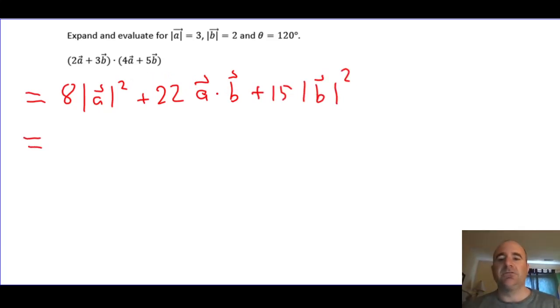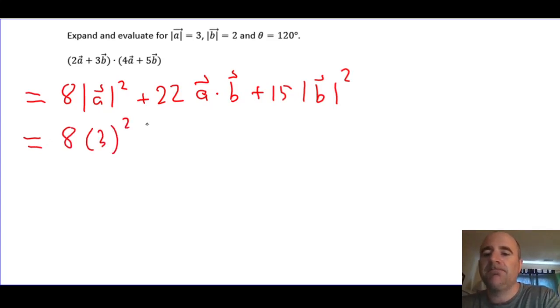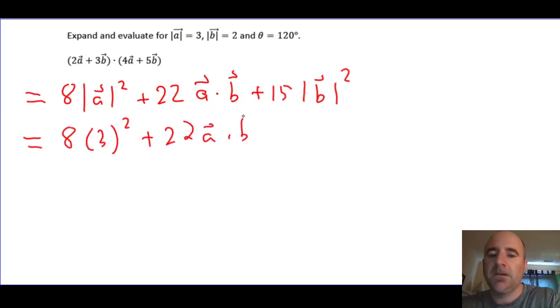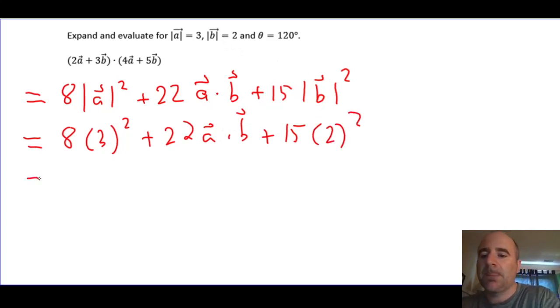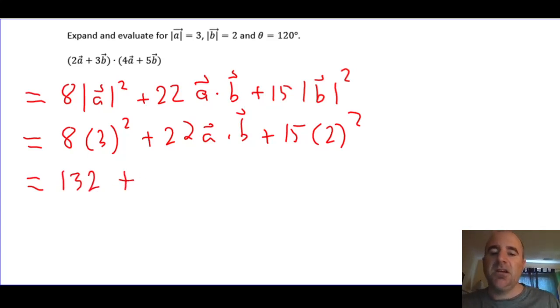Now, I know the magnitude of A is 3, so this is 8 times 3 squared. Just leave this part alone for now. I also know the magnitude of B is 2, so this is 2 squared. Now, 8 times 3 squared plus 15 times 2 squared gives you 132. So I have 132 plus, now how am I going to figure out what 22A dotted with B is?